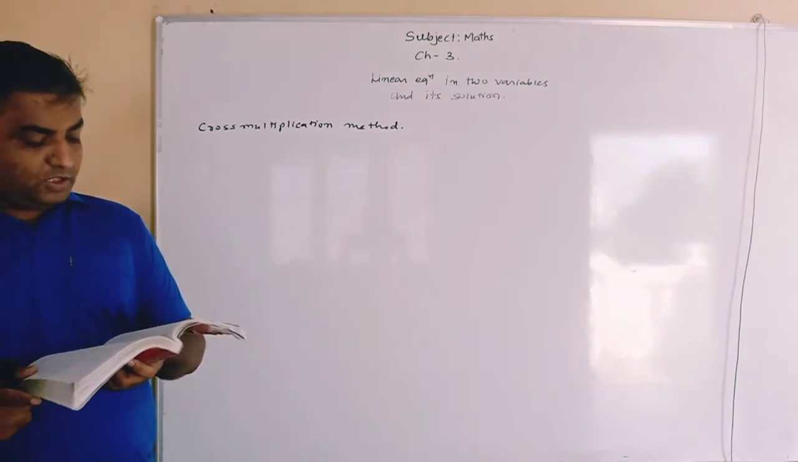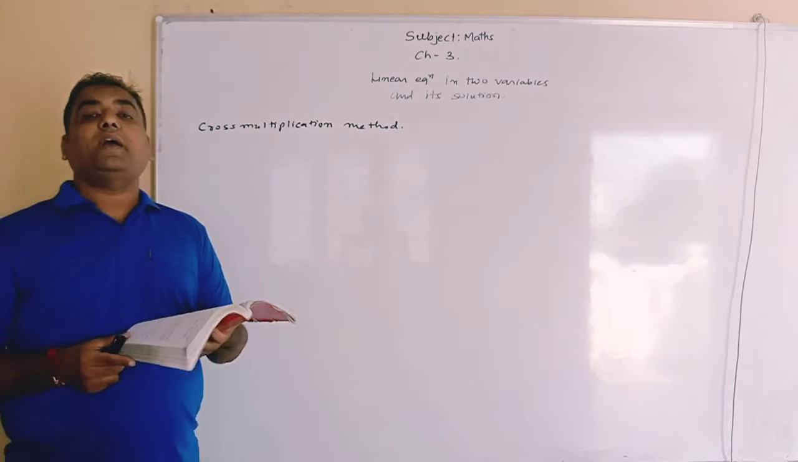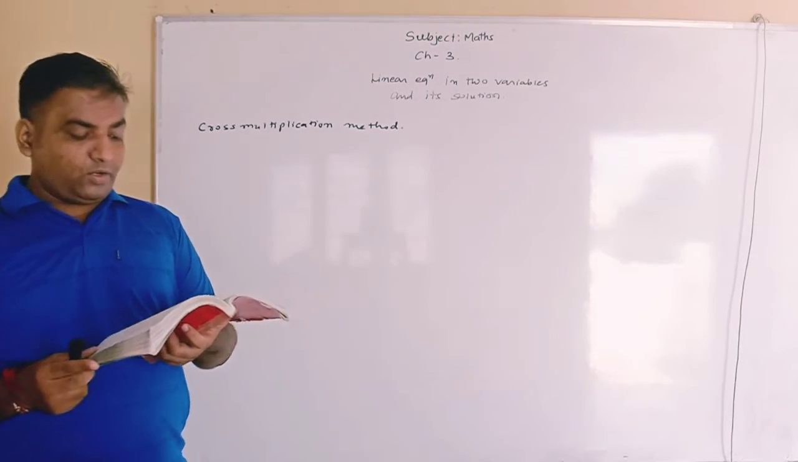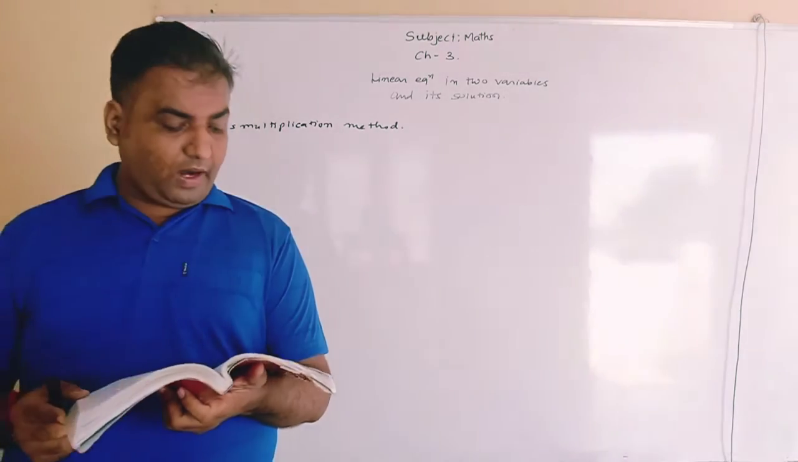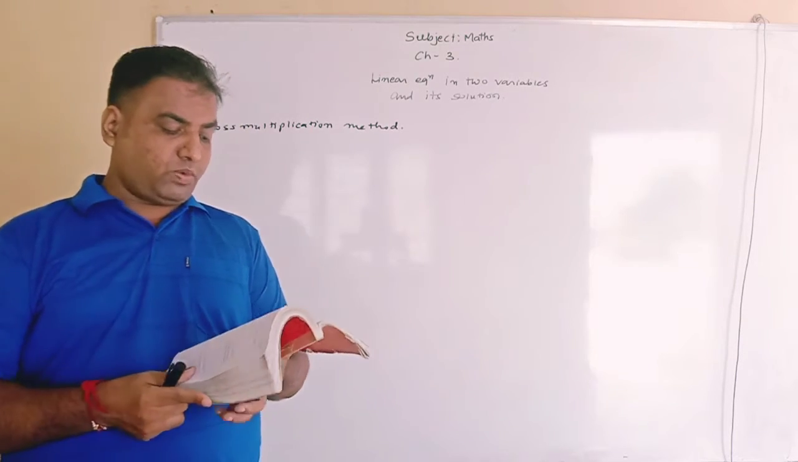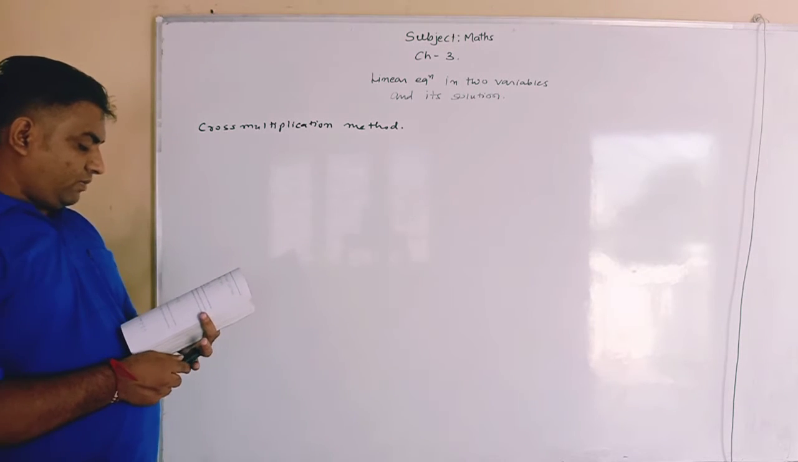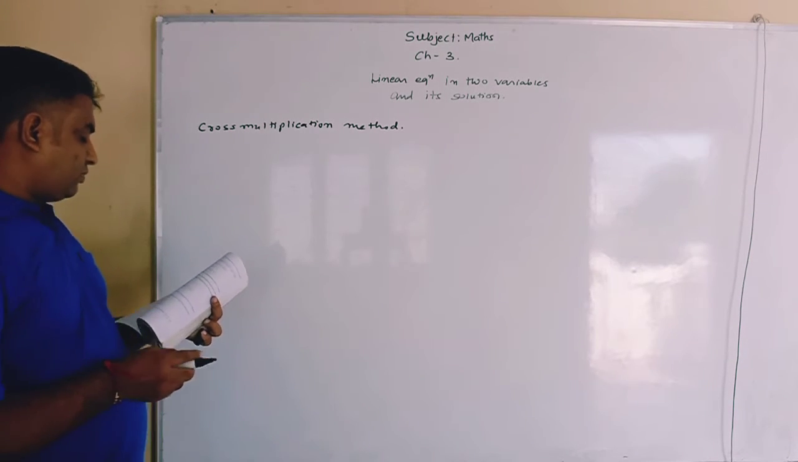Let us see some examples. Example number 14 is given here. From a bus stand in Bangalore, if we buy 2 tickets to Malleswaram and 3 tickets to Yeshwanthpur, the total cost is rupees 46. So here there are variables: the tickets of Malleswaram and the tickets of Yeshwanthpur.